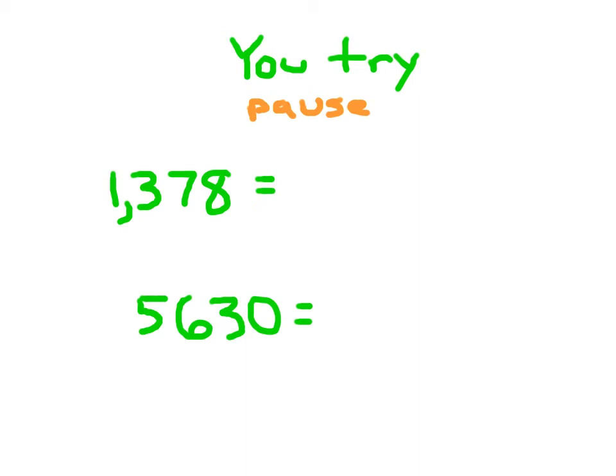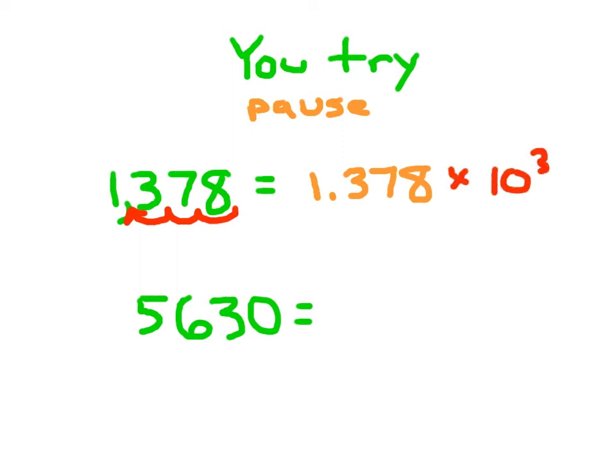For that first problem, the decimal number you should have come up with is 1.378. And we needed to move the decimal point 1, 2, 3 places. So that's 1.378 times 10 to the third power. For 5,630, you should have rewritten it as 5.63, again, times 10 to the third power.